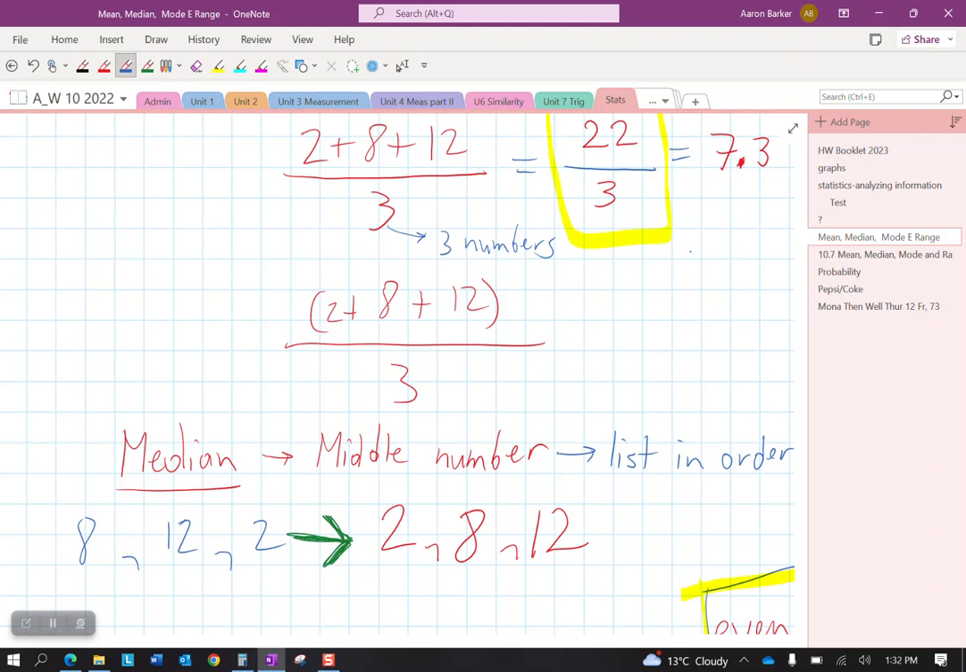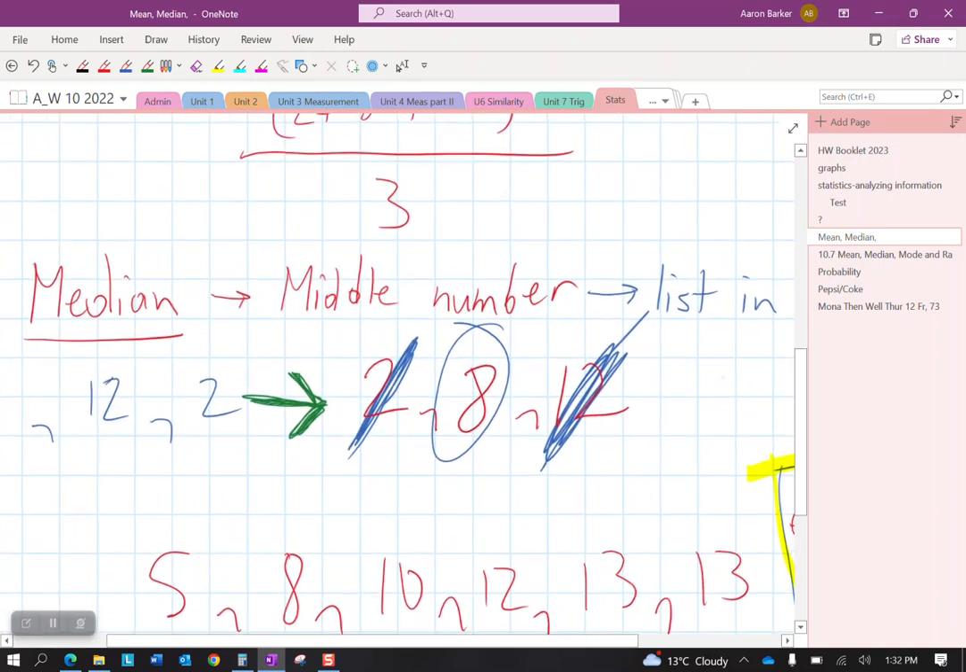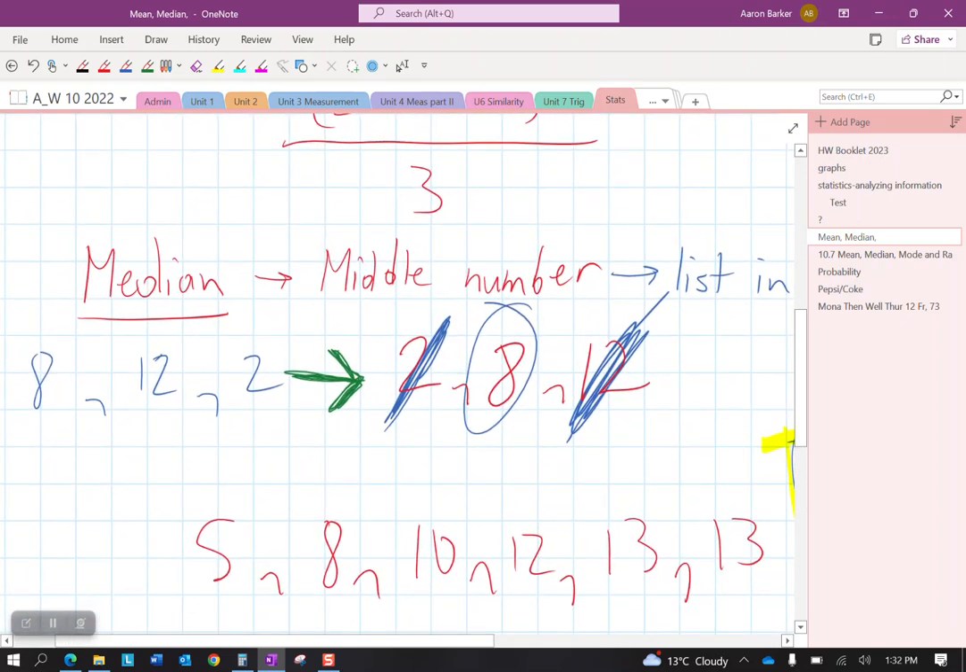So to figure out the middle number, when it's small, it's pretty easy, right? All you're going to do is cross off the outside numbers, 2 and 12, and the one in the middle is 8. So 8 is your median. Okay. But when you get an even number, it's a little bit more difficult, a little bit more challenging. Okay. So here we have 5, 8, 10, 12, 13, and 13.